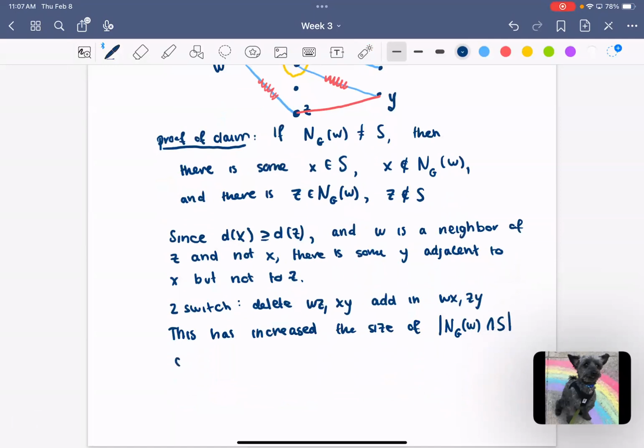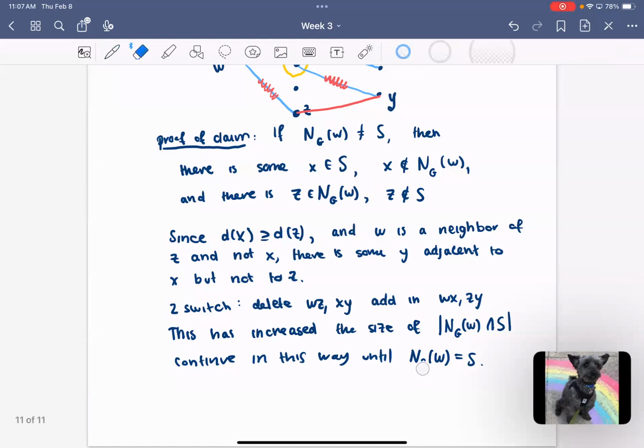So maybe we'll say continue in this fashion until the neighborhood of W is equal to S. And maybe I won't even call this G because it's not really G anymore. We've changed it. I'll just say the neighborhood of W. Okay. Are there questions about the claim?